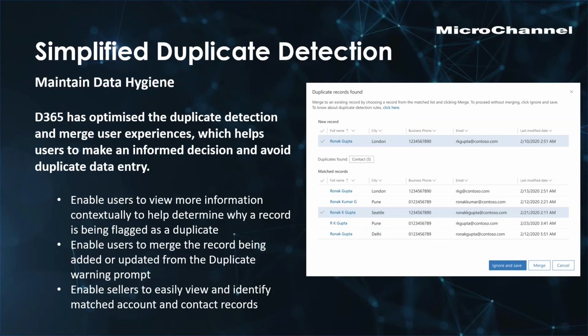This is not released just yet. This will be released in October, but it enables you to really maintain that data hygiene, or that level of data hygiene that you would expect within your business. So users can view more information on the screen now when they're doing duplicate detection to contextually help them determine why a record is being flagged as a duplicate. And it also enables users to merge records in the same process.